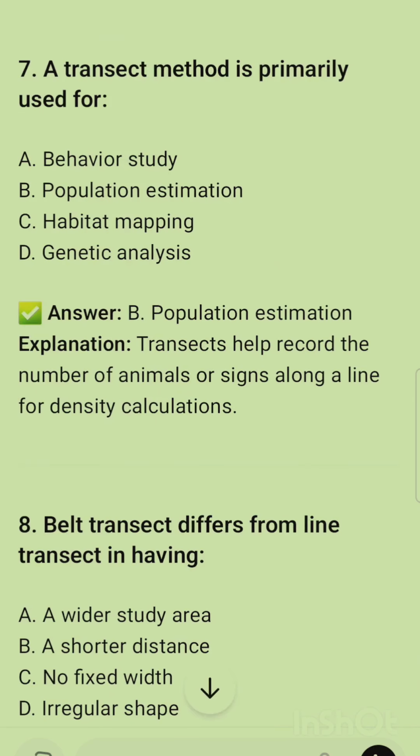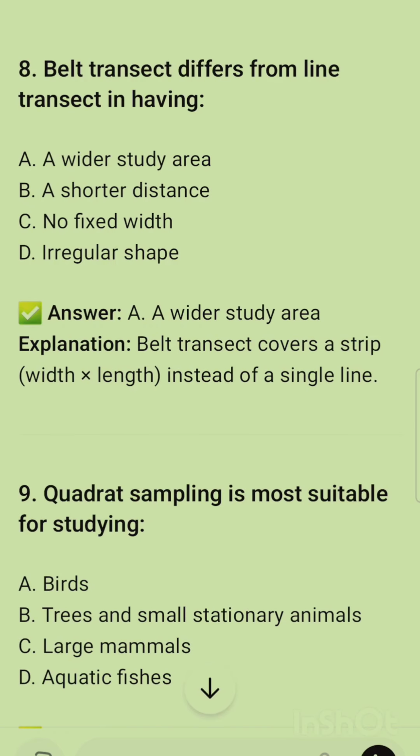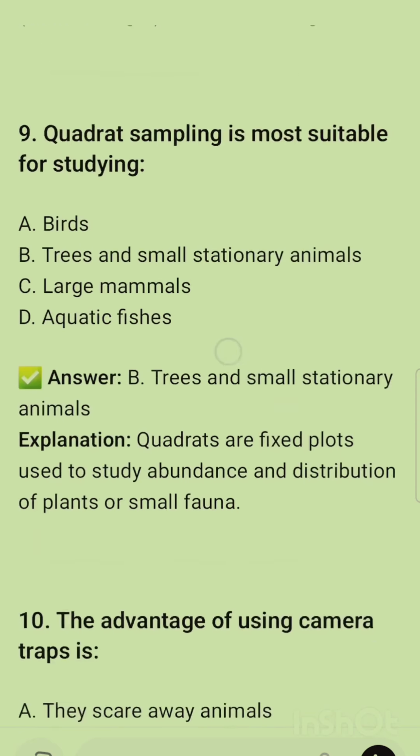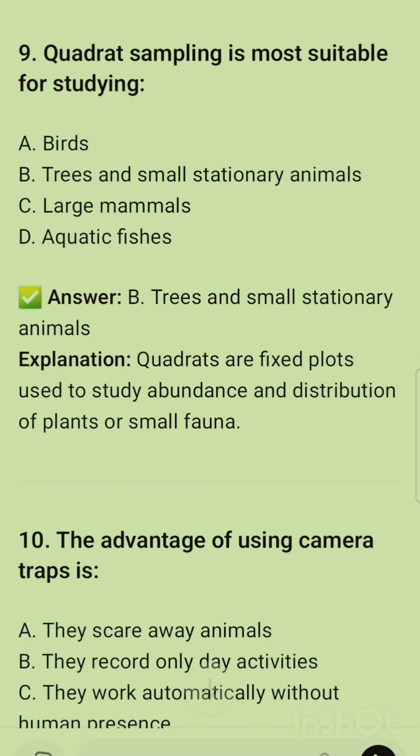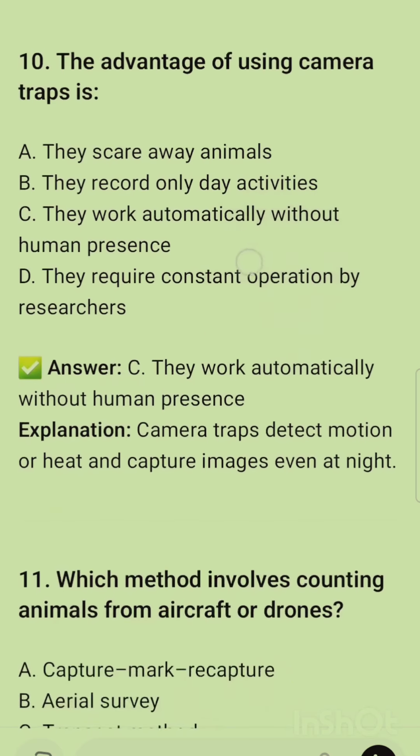The next question is: a transect method is primarily used for, and it is used for population estimation. Eighth question is: belt transect differs from line transect in having, and it differs from line transect in having a wider study area. Ninth question is: quadrat sampling is most suitable for studying trees and small stationary animals, as quadrats are fixed plots used to study abundance and distribution of plants or small fauna.